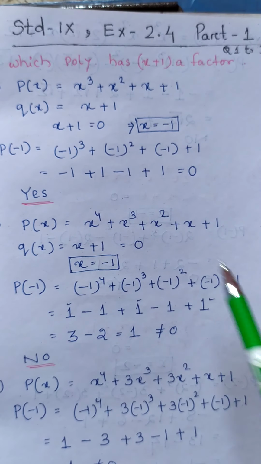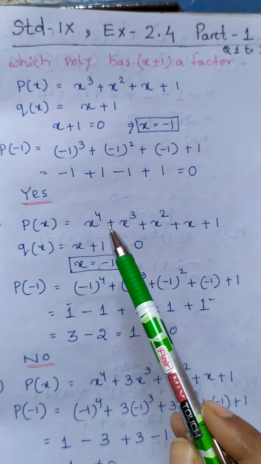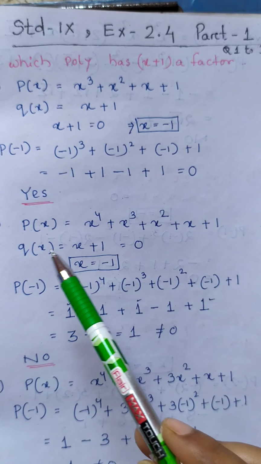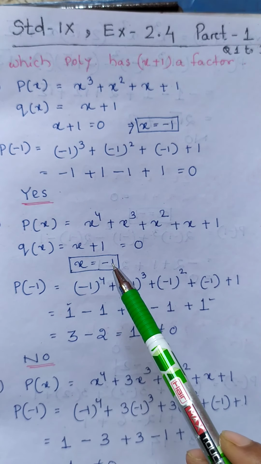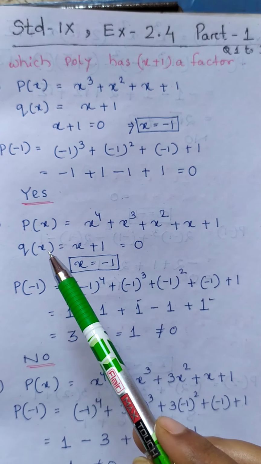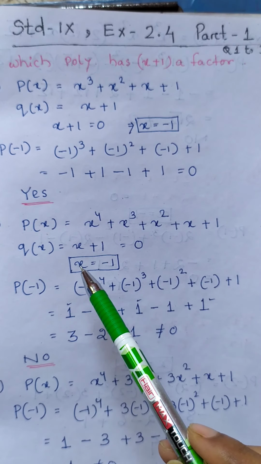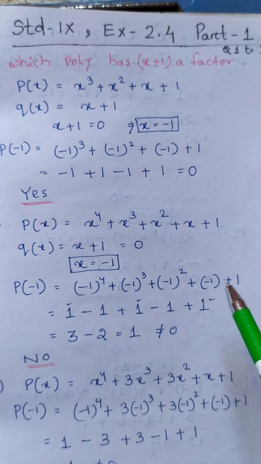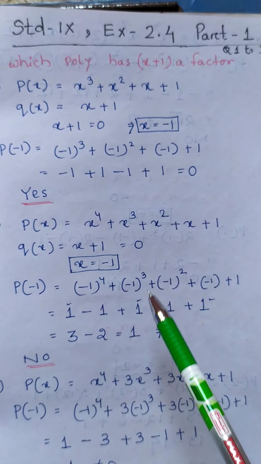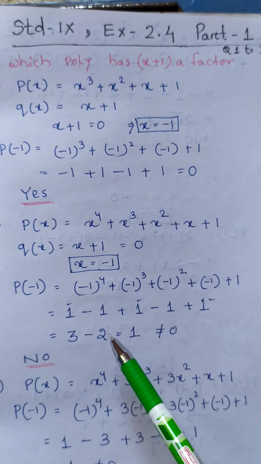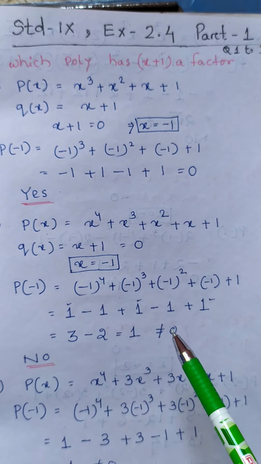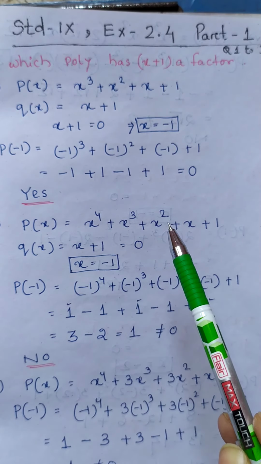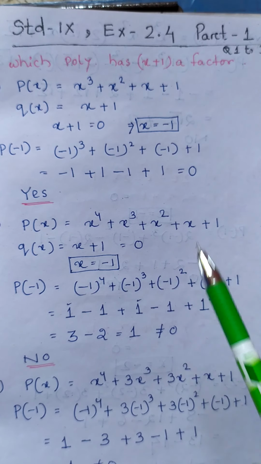Coming to the second part, p of x is given as x fourth plus x cube plus x square plus x plus 1. Again the same value of x, minus 1, because q of x is constant for all the 4 parts. So again this value of x as minus 1 we will put here in p of x. But finally after solving this, we are getting 3 minus 2, which is equal to 1, which is not equal to 0. So as 0 is not coming, x plus 1 will not be a factor of this p of x.